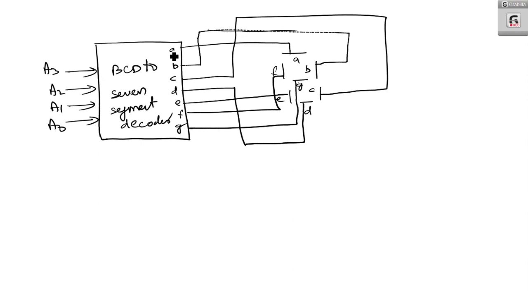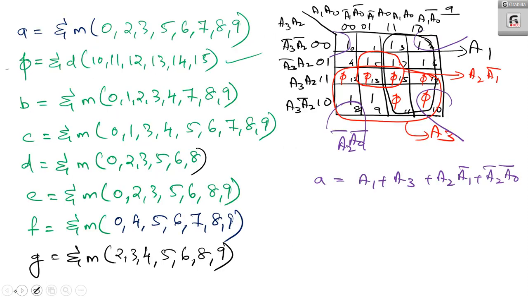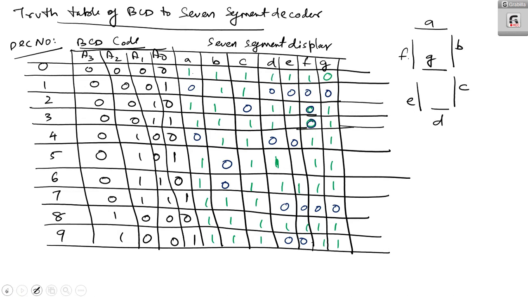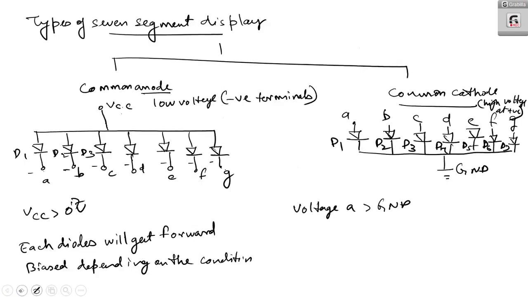So here you have a combinational circuit. In that combinational circuit, we have expressions for A, B, C, D, E, F, and G. With that, I am ending the lecture on BCD to 7-segment display.